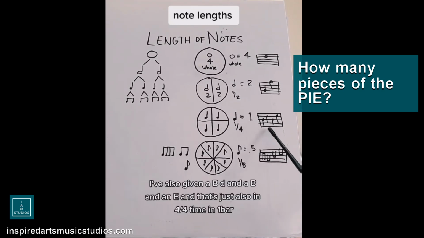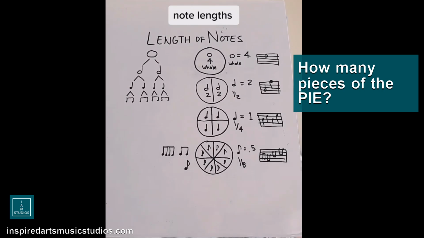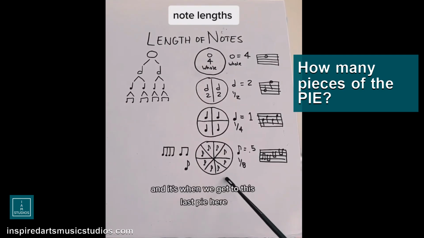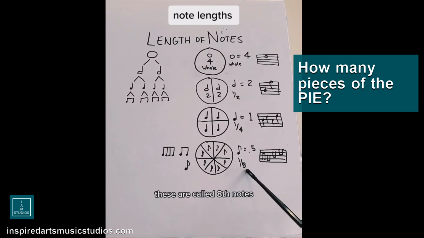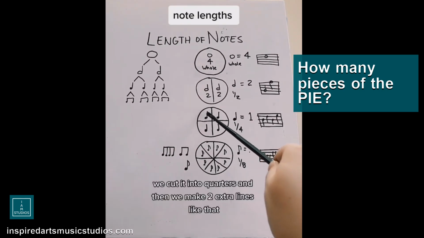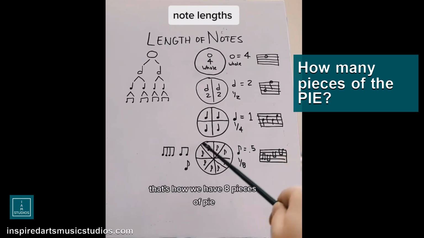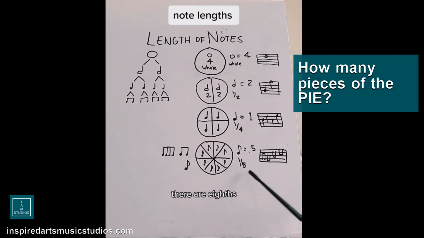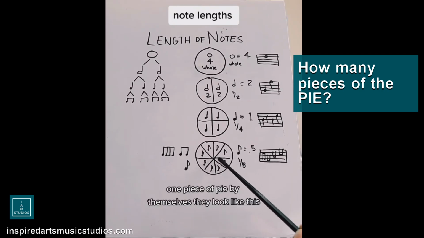I've also given a B, D, and a B and an E, and that's just also in 4/4 time in 1 bar. And when we get to this last pie here, these are called eighth notes. If we have a whole pie, we cut it into quarters and then we make 2 extra lines like that. That's how we have 8 pieces of pie. So how many? 1/8, 1 piece of pie.